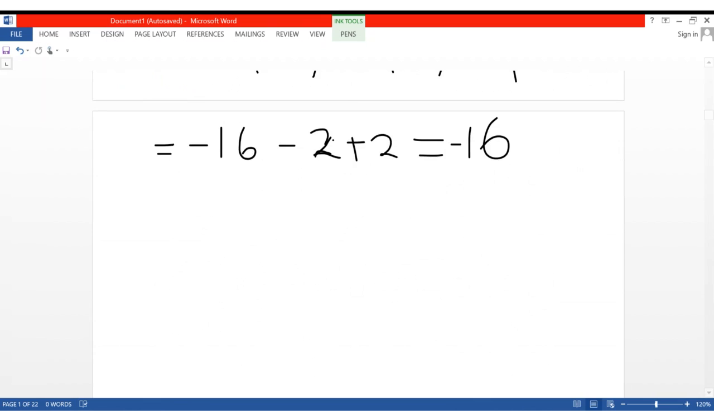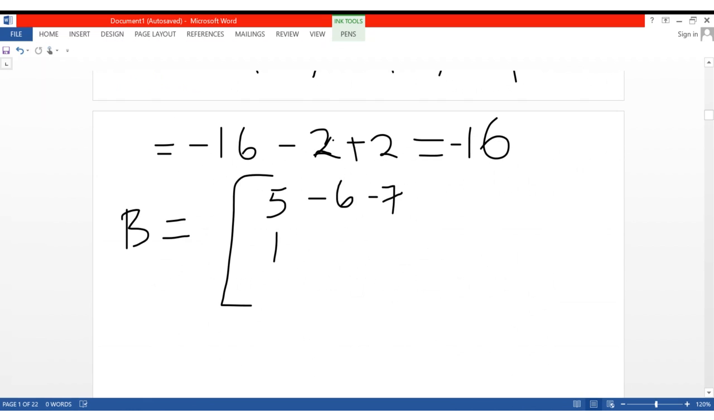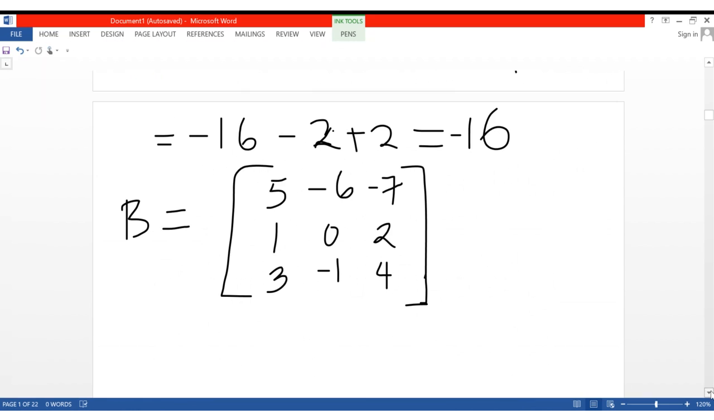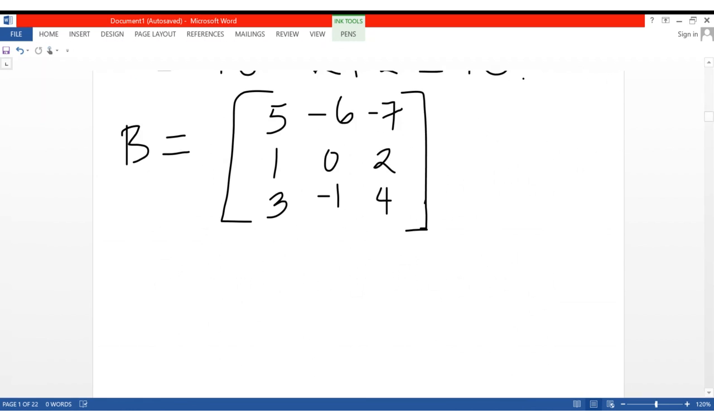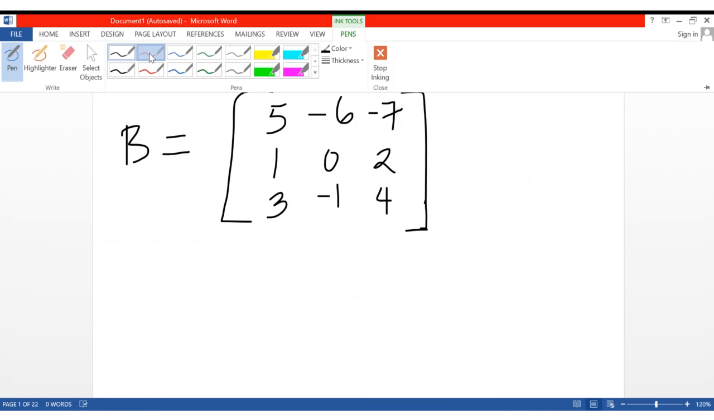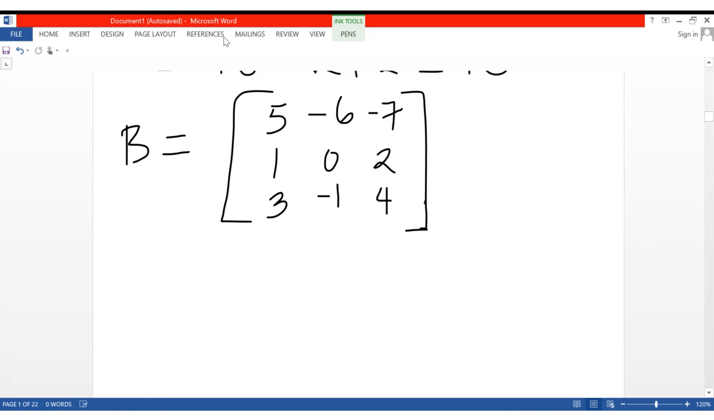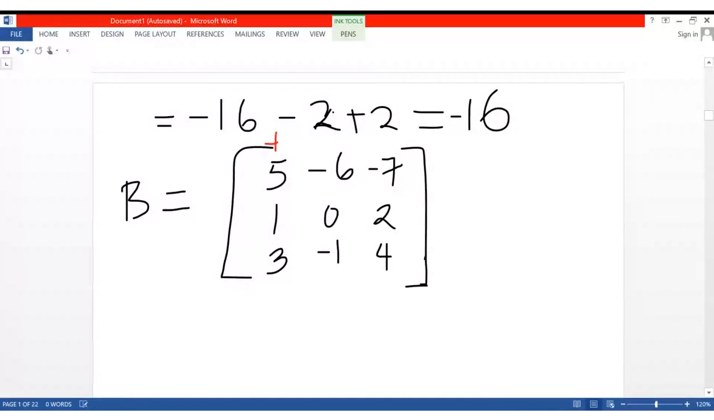So this is what we have. Another example. Let's say B is given by this one. We try to determine the determinant of that matrix. Again, we shall start with the signs first of all, with the first row. You always begin with positive, negative, and then positive. So this element will take positive, this one negative, and this one positive.